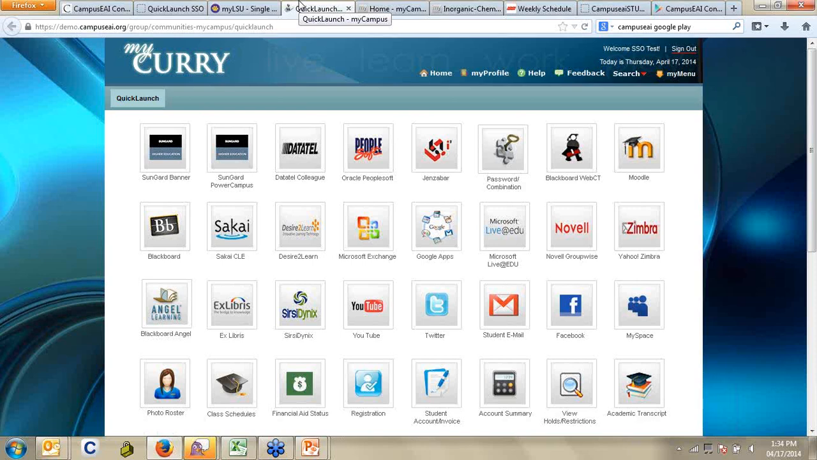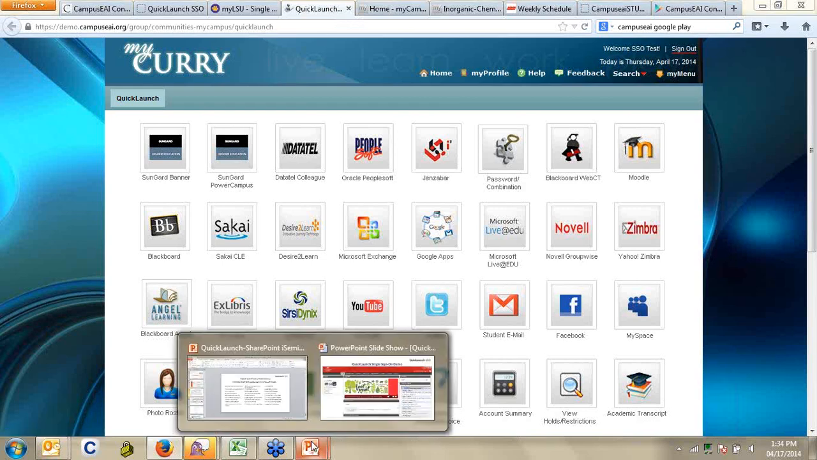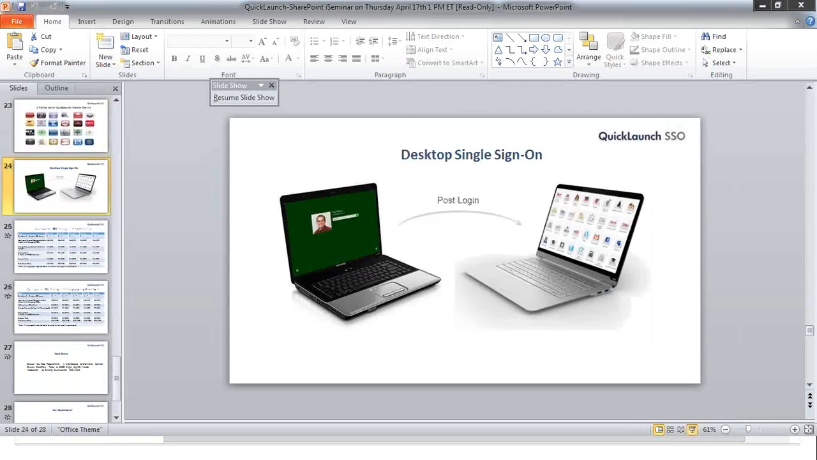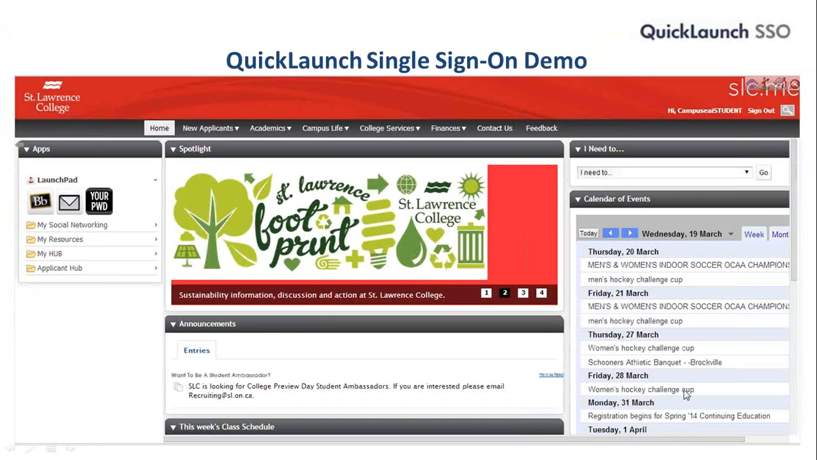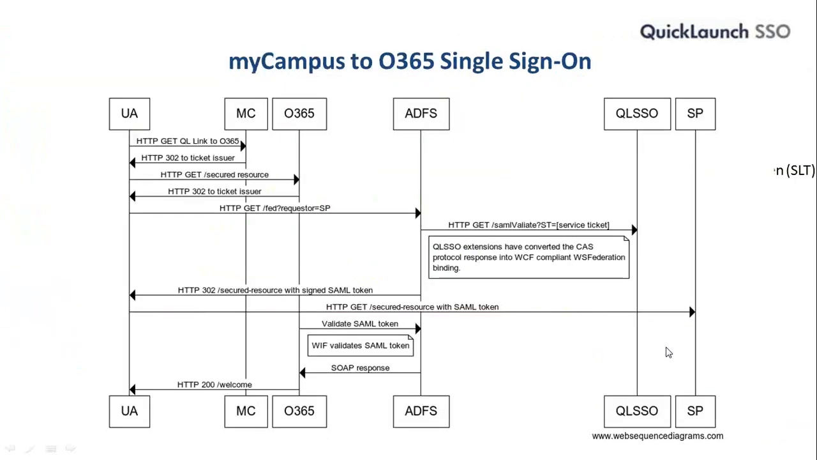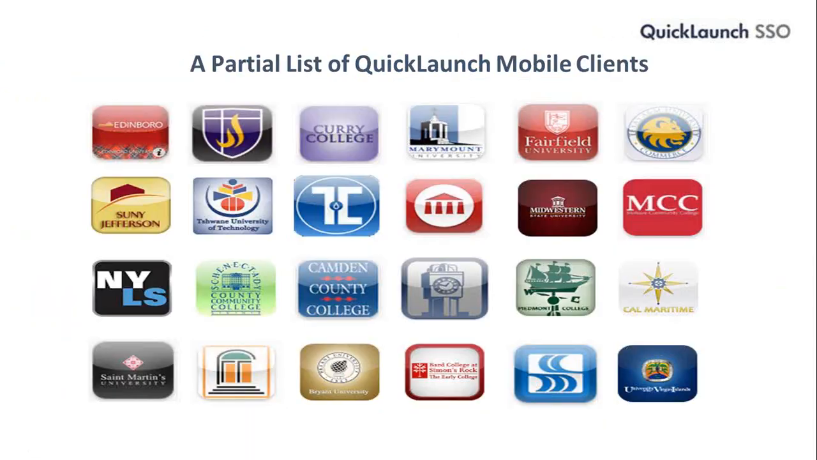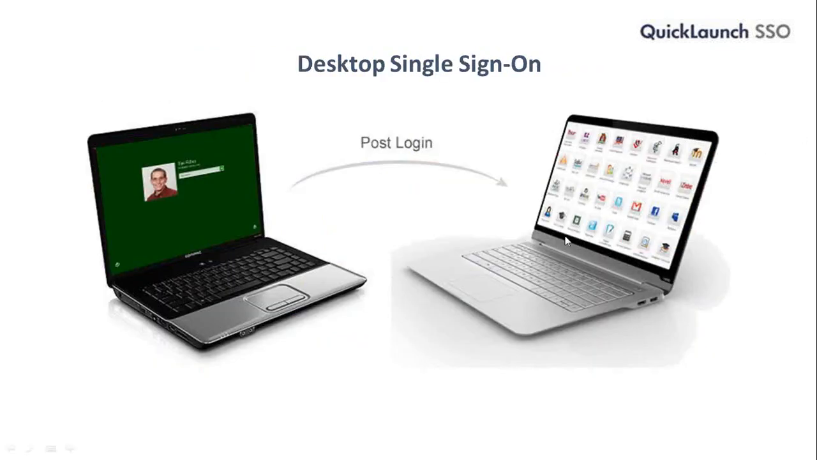But the big thing that institutions are doing is they're extending the single sign-on further to the desktop. So what's happening, from a single sign-on user experience standpoint, is something more like this, where the user logs in to their machine and is auto-logged in to their QuickLaunch service. So that's another example of a user experience that is possible, which is called desktop SSO.